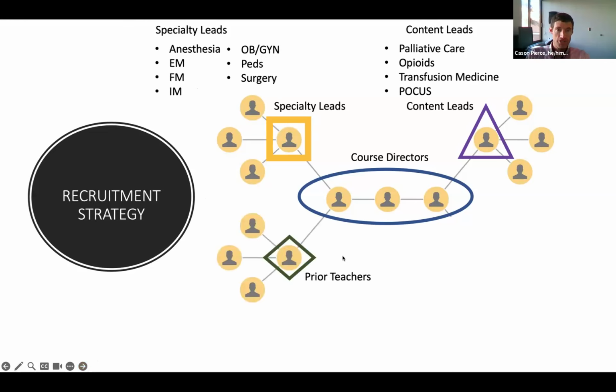We also have prior teachers who serve as a recruitment tool to us, and Anna will talk more about the satisfaction of those teachers and the retention that we have. But that is another asset in terms of us being able to reach out to volunteer faculty within the institution that we may not have strong personal relationships with ourselves.